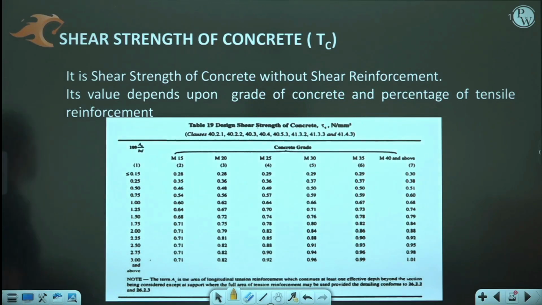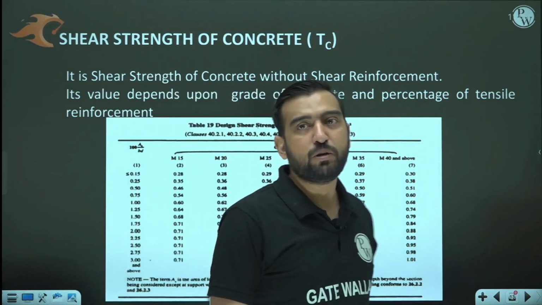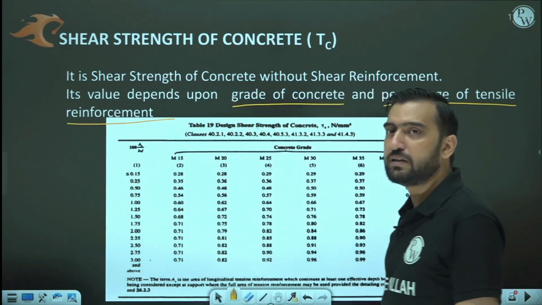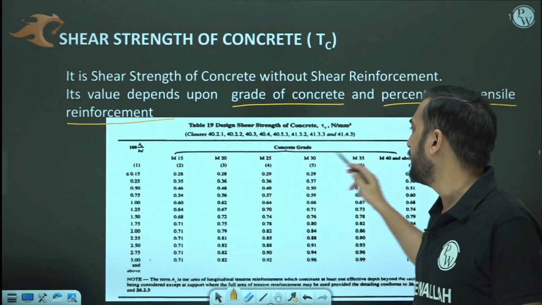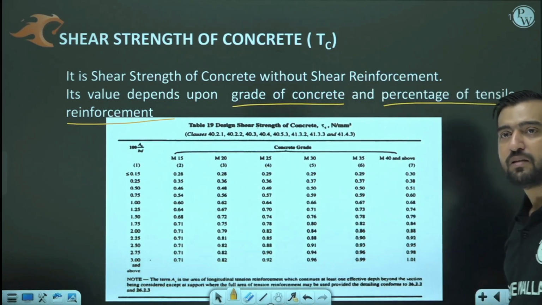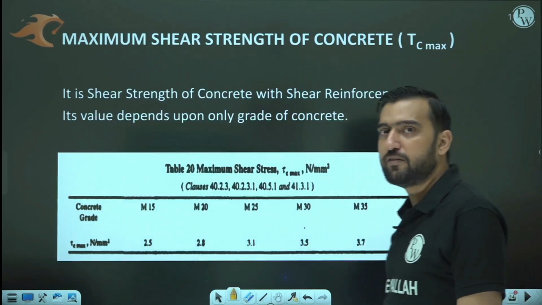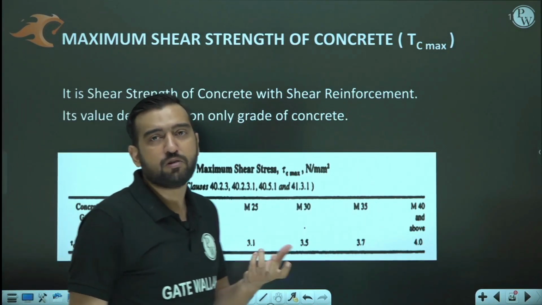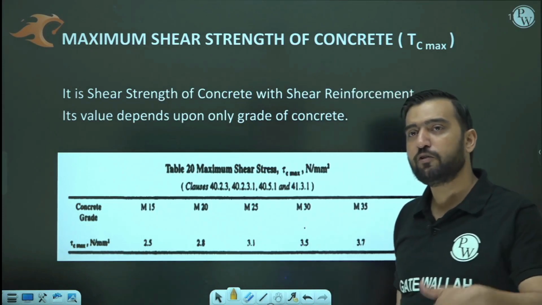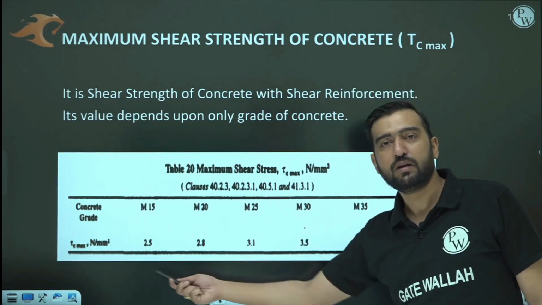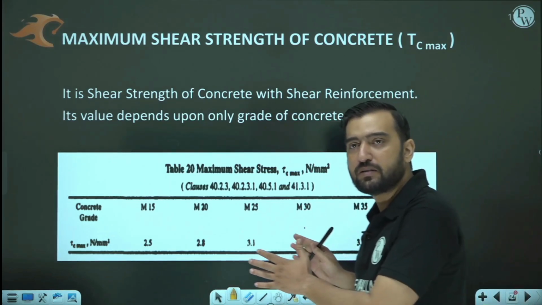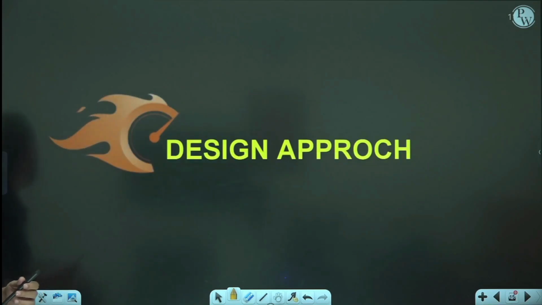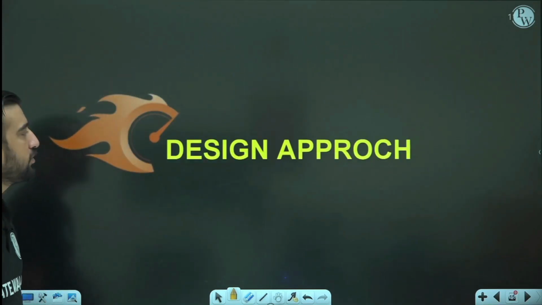Okay, so you can see that shear strength of concrete is the strength of concrete without shear reinforcement, and its value depends upon grade of concrete and percentage of tensile reinforcement. This value is given to you in Table 19, as you can see: this is grade of concrete and this is percentage of tensile reinforcement. Similarly, tau c max is the shear strength of concrete with shear reinforcement, and its value depends only on the grade of concrete, because the diagonal crushing strength of concrete has only to do with the grade of concrete. Obviously, if we increase the grade of concrete, this value also increases. I have directly pasted the snapshot of the IS code here just to give you a good realization. And now we will see how we can approach our design.